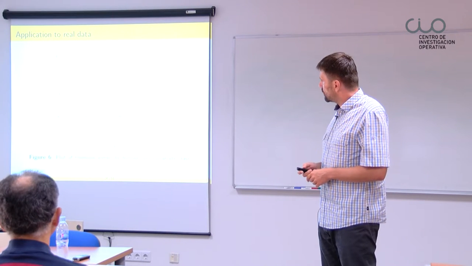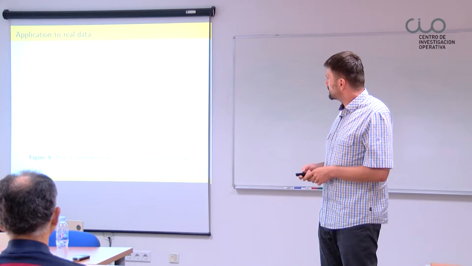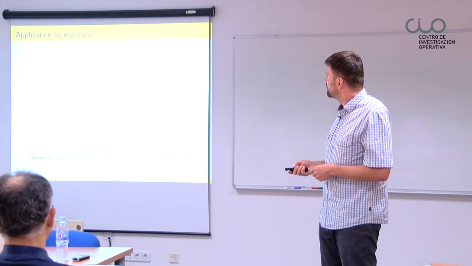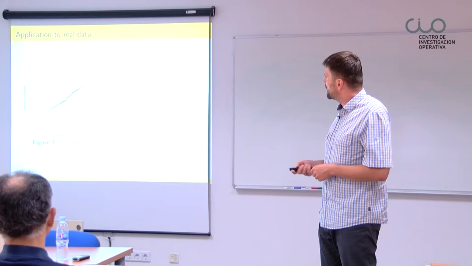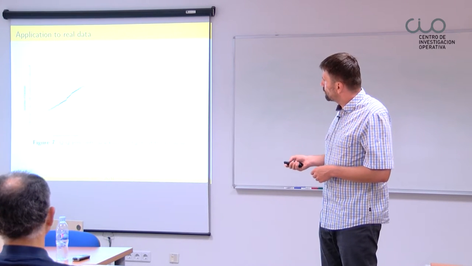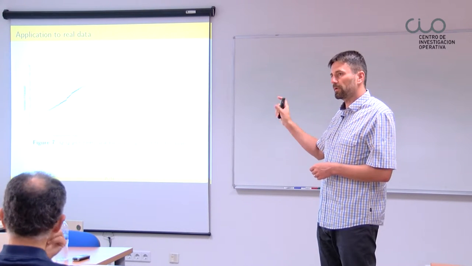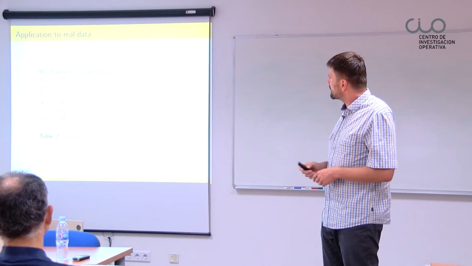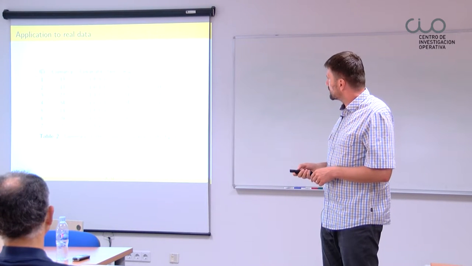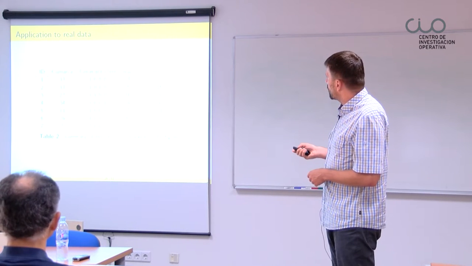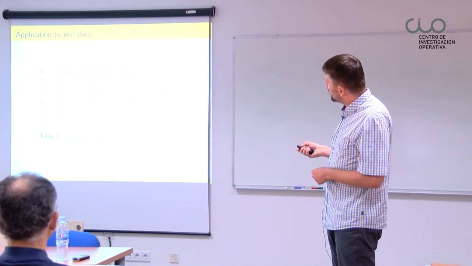We see some residuals, so these are plots of residuals sorted by domain and covariate class. We do not observe a specific pattern or heterogeneity. If you look at the normality, okay, there is some deviation at the end. As you know, we have binomial regression in our model, so we cannot assume it is perfectly normal. It looks like it is quite fine. Here is the problem, the outliers in some sense.